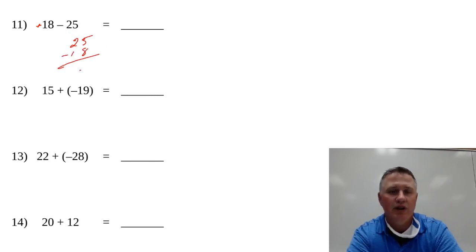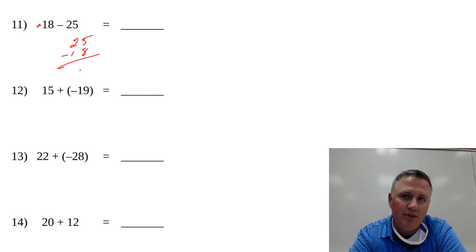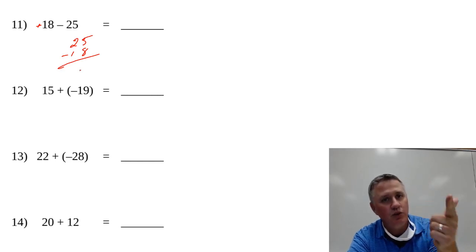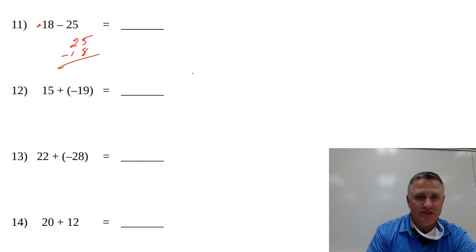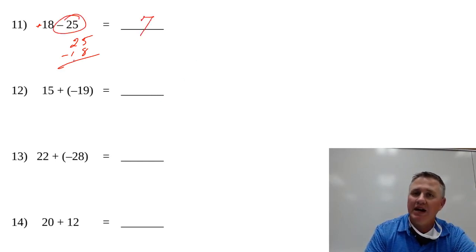But you don't have to make it so complicated. Just count from 18 up to 25. 19, 20, 21, 22, 23, 24, and 25. That's a difference of 7 when you subtract the 2. But when you're done, do I have more positives or more negatives? I have more negatives, right?